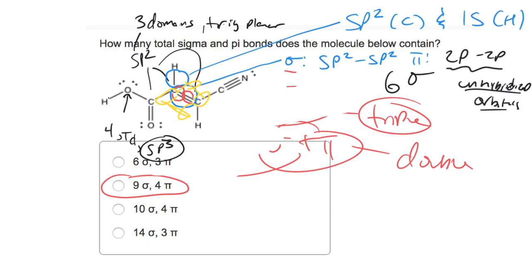So we could then look at the carbon and nitrogen here and say that they're sp hybridized because both of those are linear. Linear domain goes sp, we only need 2 orbitals, so we have carbon sp hybrid orbitals and nitrogen sp hybrid orbitals. The sigma bond is the sp-sp overlap, and then the pi bonds would be the unhybridized p orbitals overlapping.